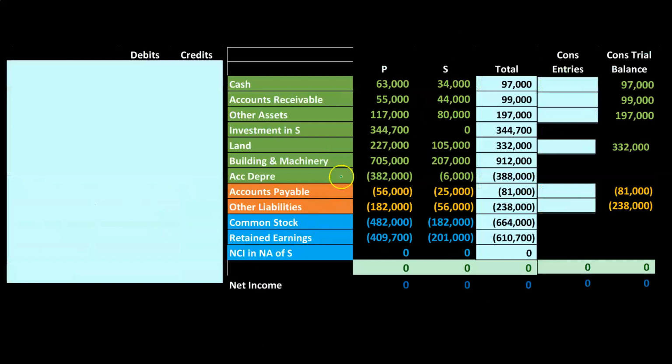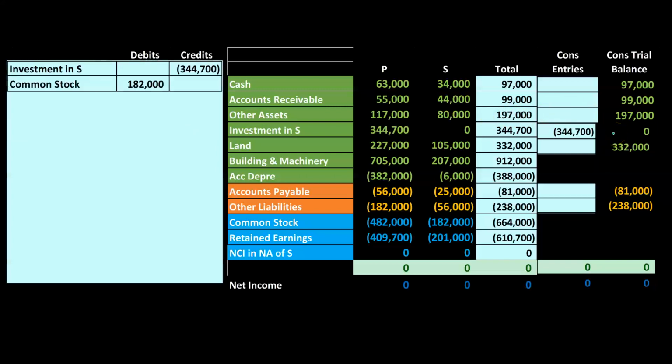So same kind of process. We're going to say, all right, at least I know this has to go away. The investment has to go away. So let's do that. We're going to say the investment's on the books for the 344. We're going to credit it, making it go away. So here it is. So, all right, we know that. We know that the other side is going to be in the equity section.